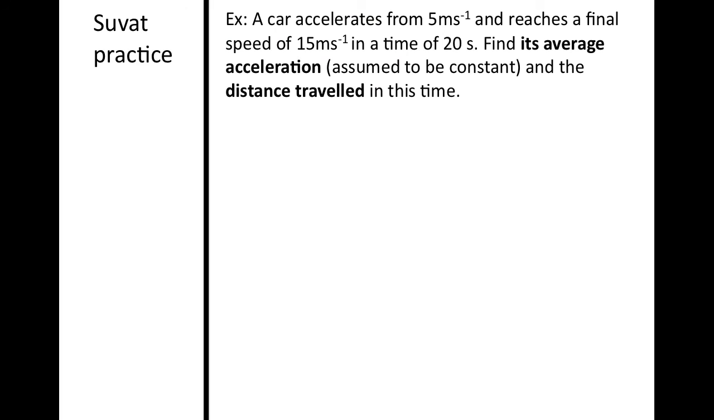Here's another example. A car accelerates from 5 meters per second and reaches a final speed of 15 meters per second in 20 seconds. First, find its average acceleration and then the distance traveled in this time. So this is going to be a 2-step process. So we're just going to start off with a simple diagram. And feel free to go and pause this video, try to do this on your own. So just go ahead and solve for the average acceleration and then restart the video.